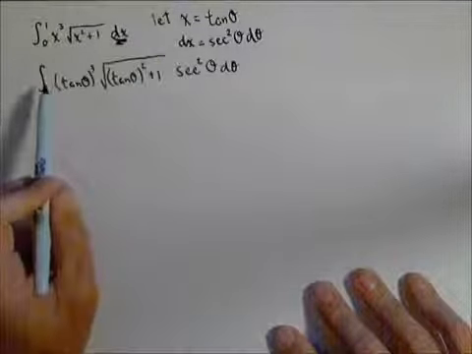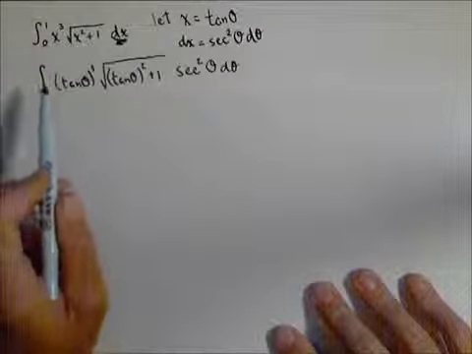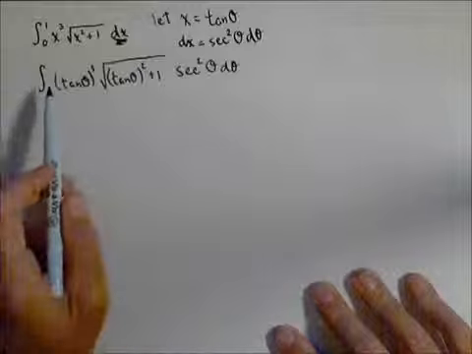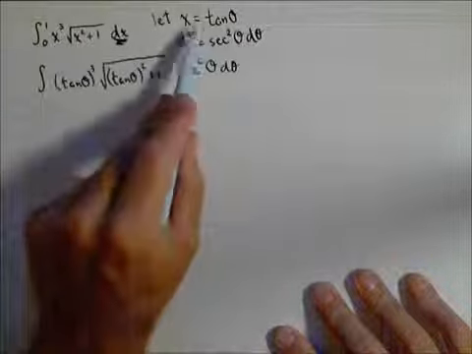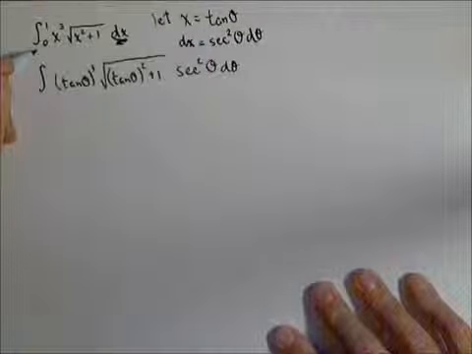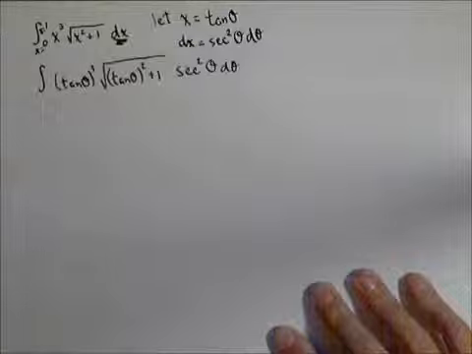Now notice I haven't done the limits yet. This is a definite integral. When we do a definite integral, I always recommend switching the limits to be in terms of your variable so you don't have to switch back later. Here's the relationship between x and theta. Essentially, these limits are x values.